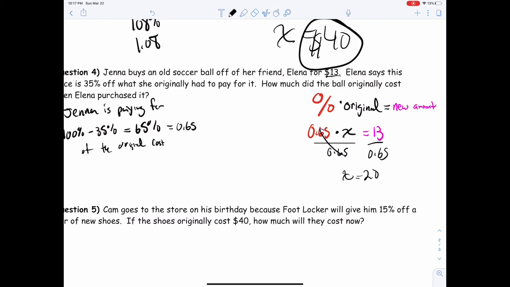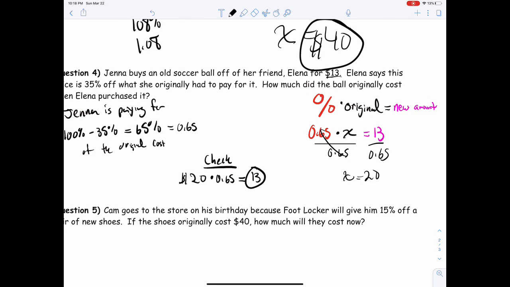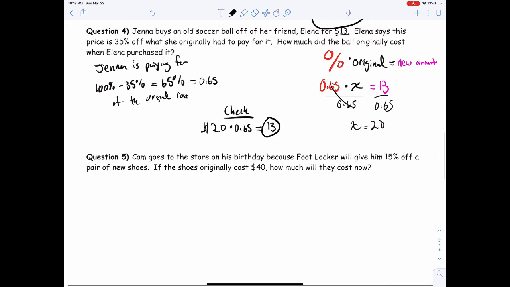So that's how much Elena had to pay in the store for it. A quick way to check is going backwards with your work. So if Elena had to pay $20 in the store for it, and she's going to knock off 35%, so 0.65, going backwards kind of, you could go in your calculator and see what that price will be, and you'll actually see that it's 13. So it matches the work that you did.